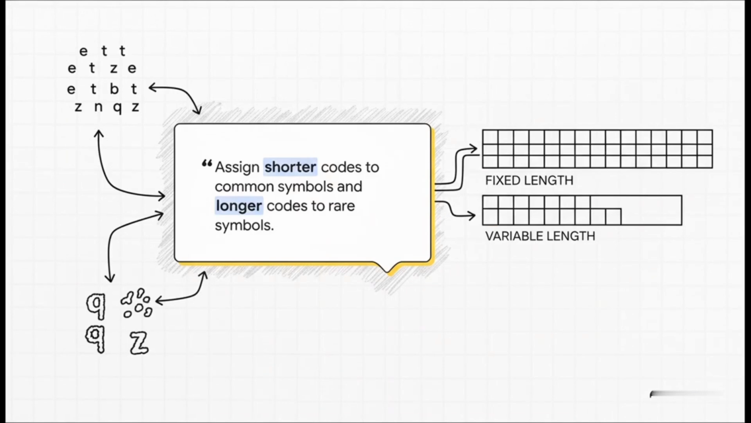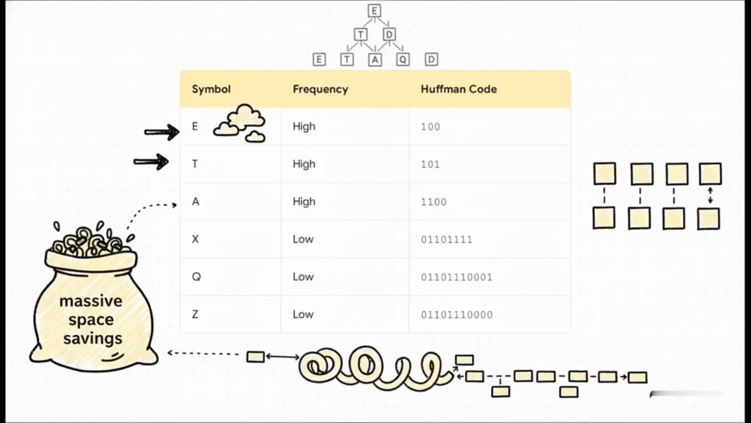His big idea was so simple but so powerful. Why not give the most common letters shorter codes and give the rare letters longer codes? It's a simple concept, but it was absolutely revolutionary. And you can see it right here. The letter E, which is all over the place in English, gets a nice short 3-bit code. But Z, which you barely ever see, gets this really long one.